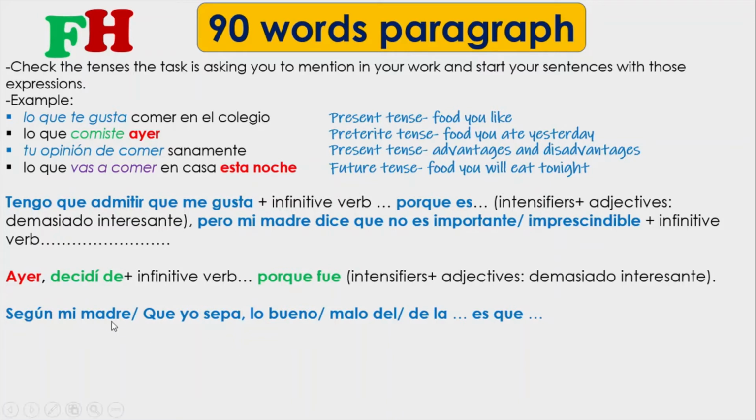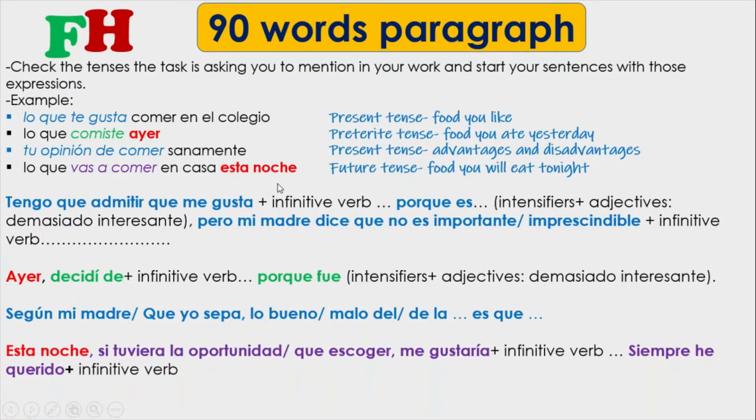Or then you could say, según mi madre, according to my mother, you could add about someone else as well. And the very last one, what you are going to eat at home tonight. So you will have to start with this future expression. So you start with esta noche and you put si tuviera la oportunidad, if I had a chance, okay?